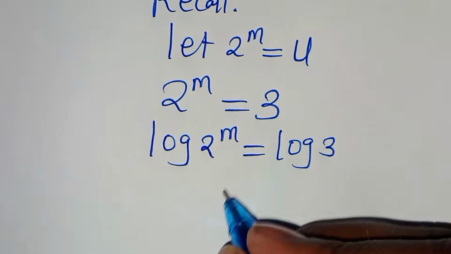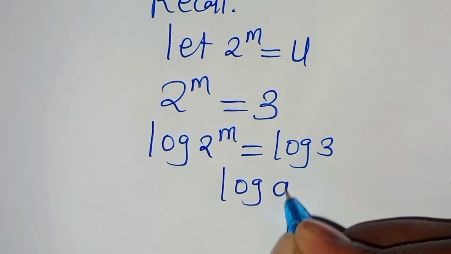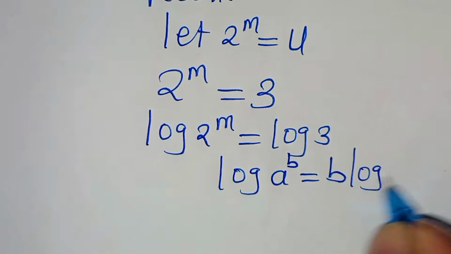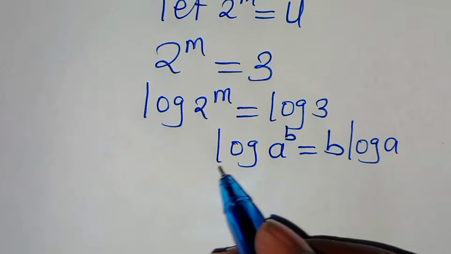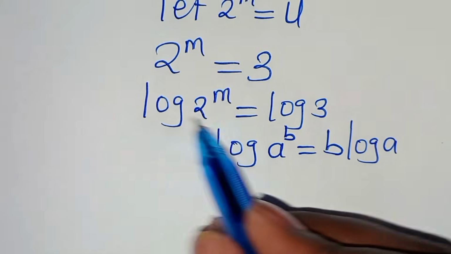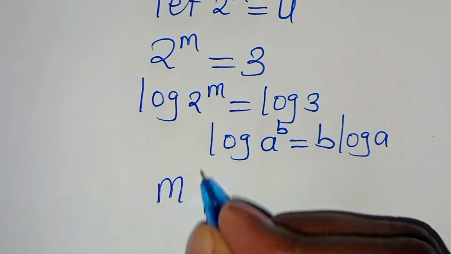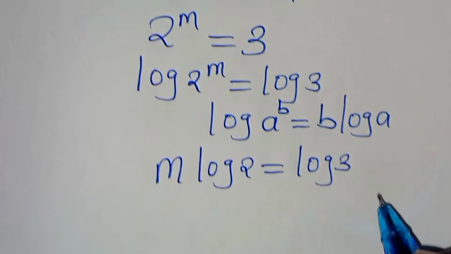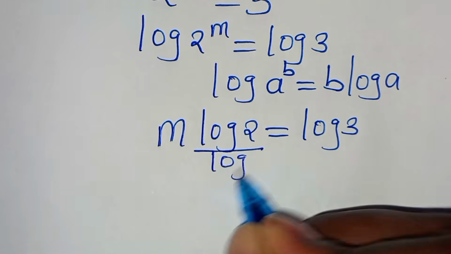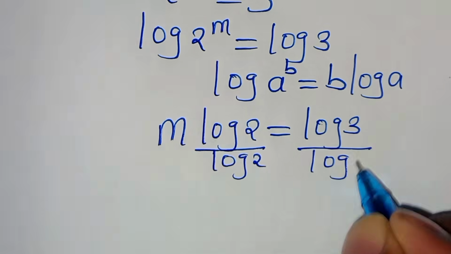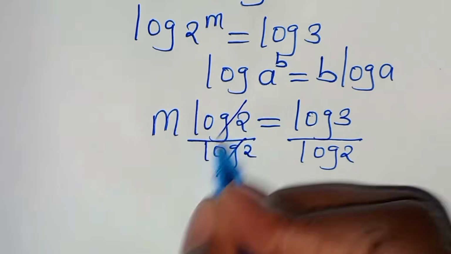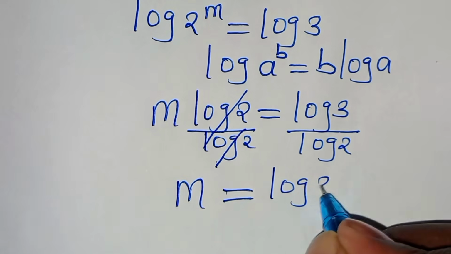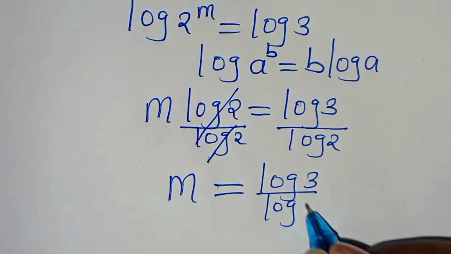Log 2 to the power of m is in the form of log a raised to the power of b, which can be expressed as b log a. Let's apply this power log property so that we have log 2 to the power of m as m log 2. This is equal to log 3. So let's divide both sides by log 2, so that we simplify here. And this means that m is equal to log 3 divided by log 2.